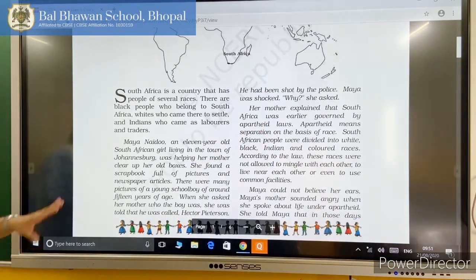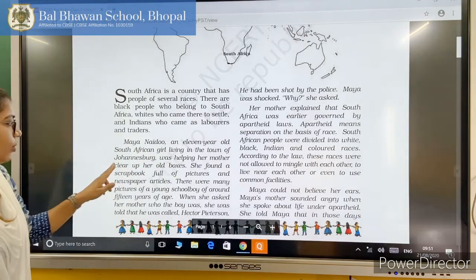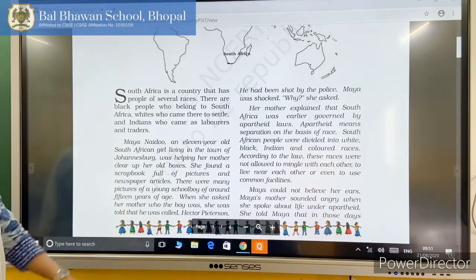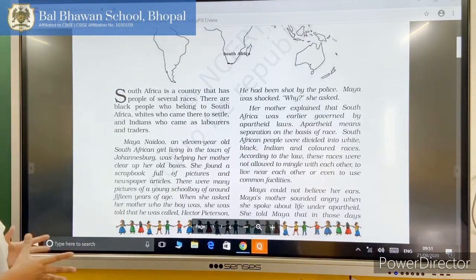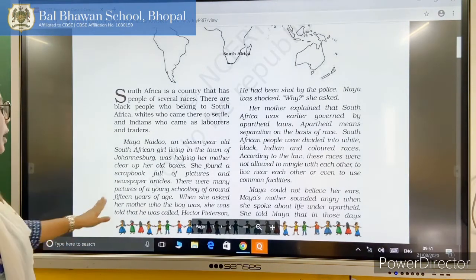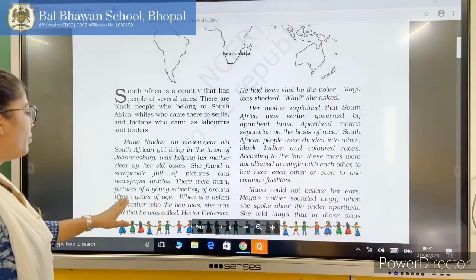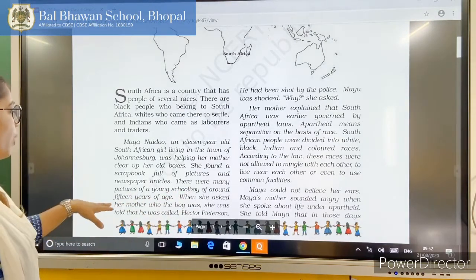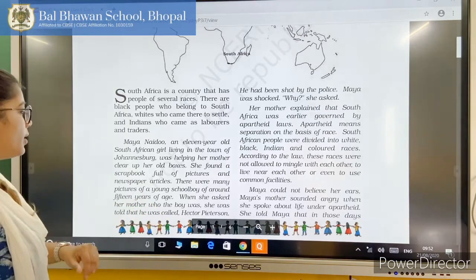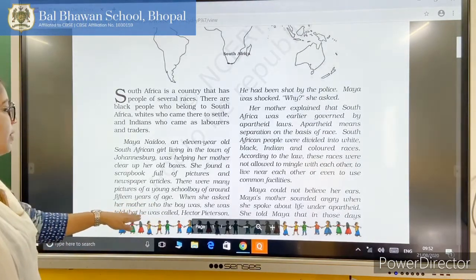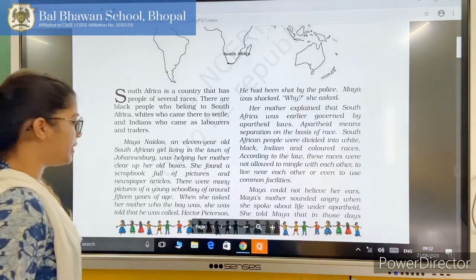Okay. Now let us read this. Maya Naidoo, an 11-year-old South African girl living in the town of Johannesburg, was helping her mother clean up her old boxes. She found a scrapbook full of pictures and newspaper articles. There were many pictures of a young schoolboy of around 15 years of age. When she asked her mother who the boy was, she was told that he was called Hector Peterson.